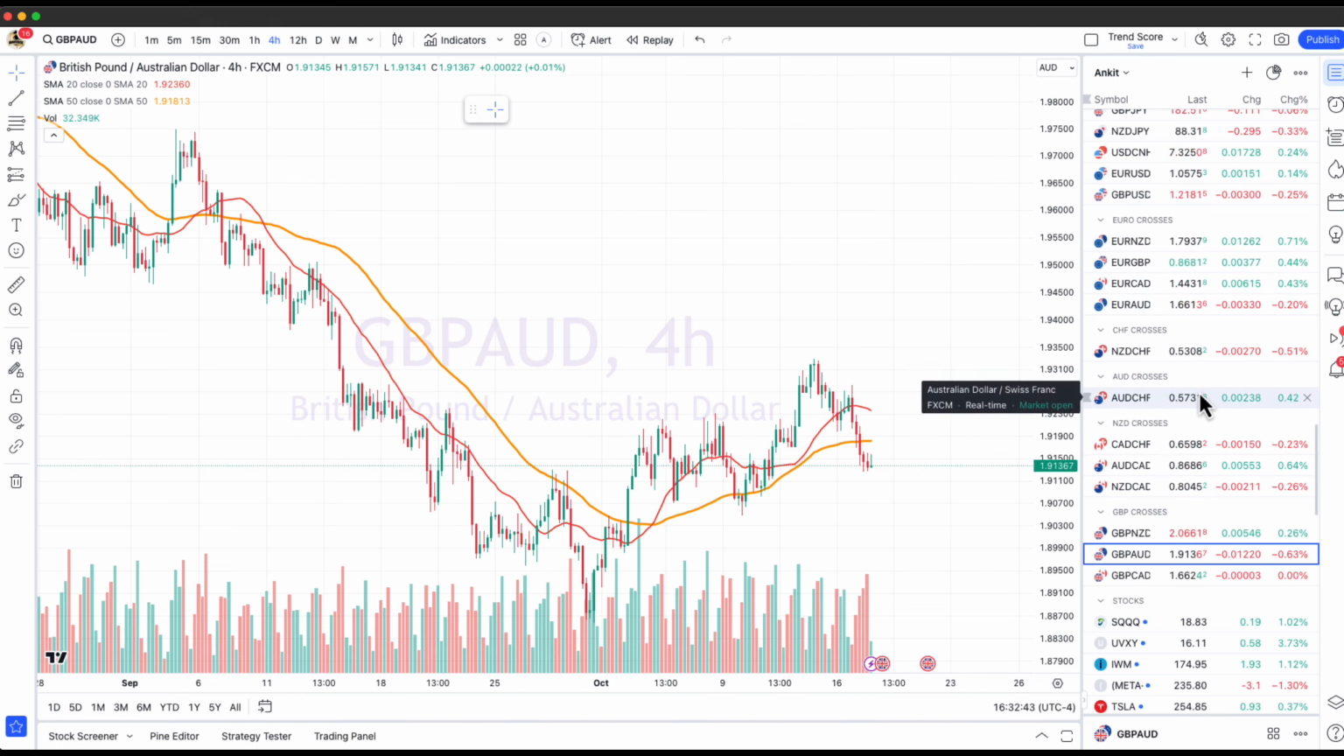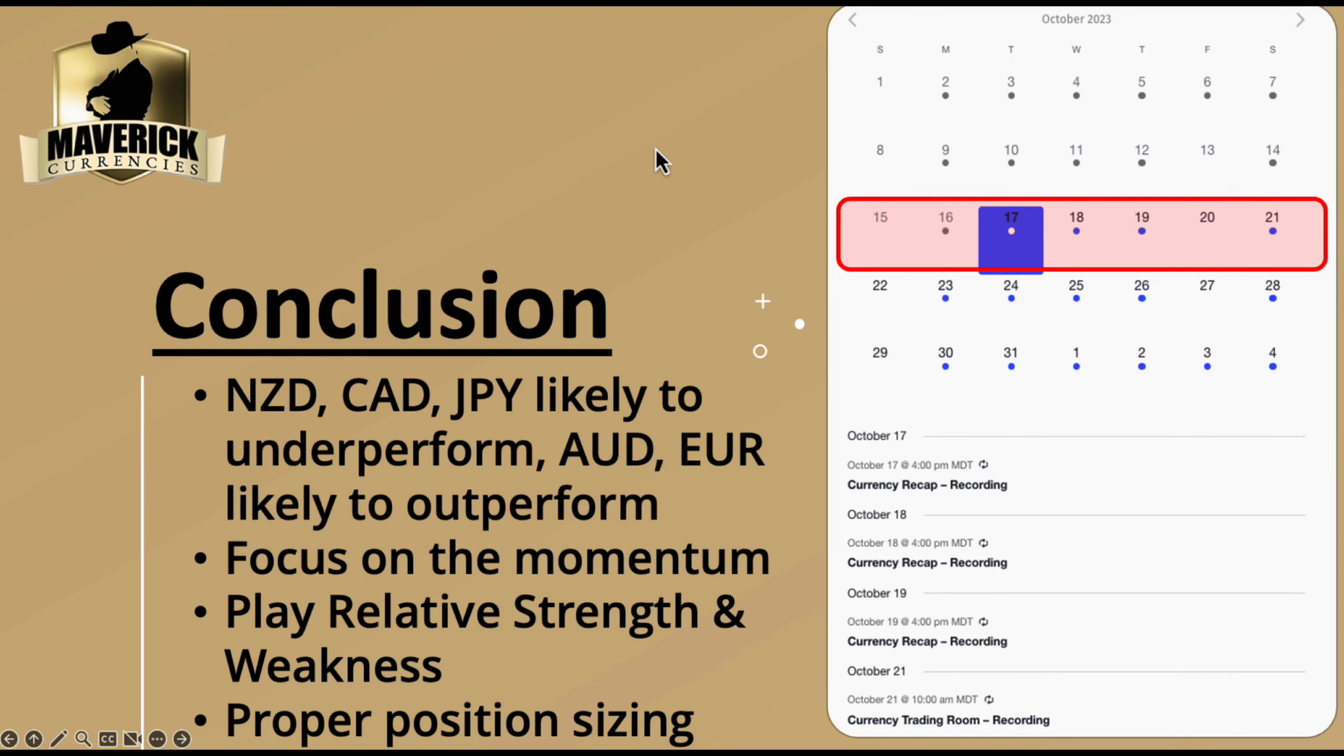using the right approach to get the right results. So that's the game plan for tomorrow. Kiwi, CAD, yen, likely to underperform. Aussie and Euro likely to outperform.